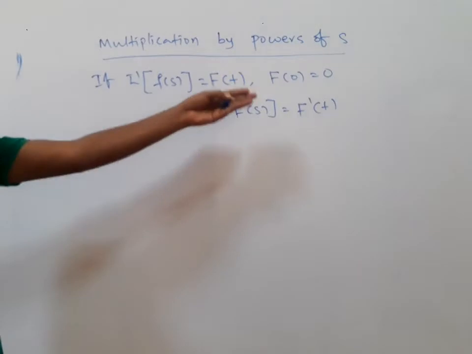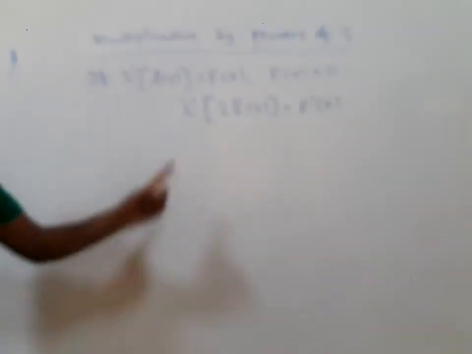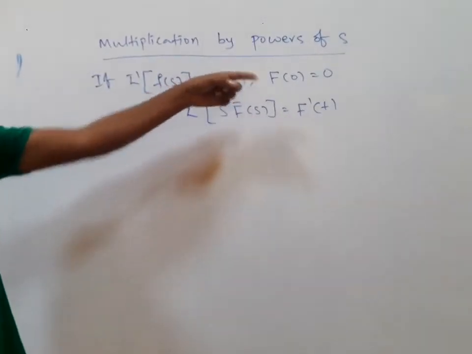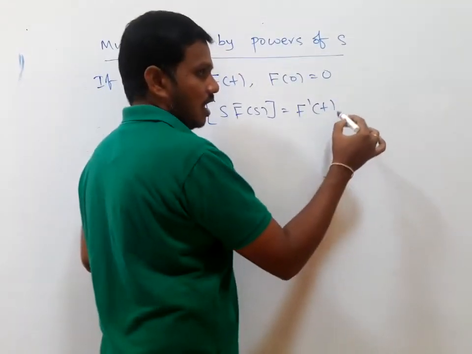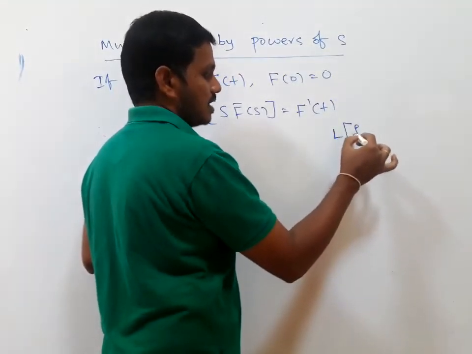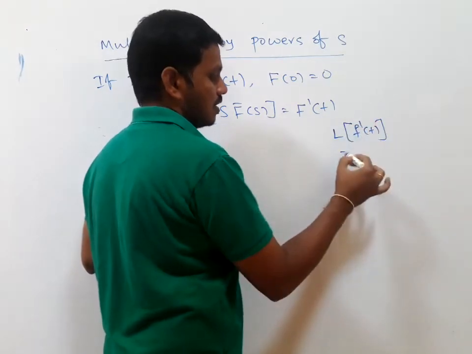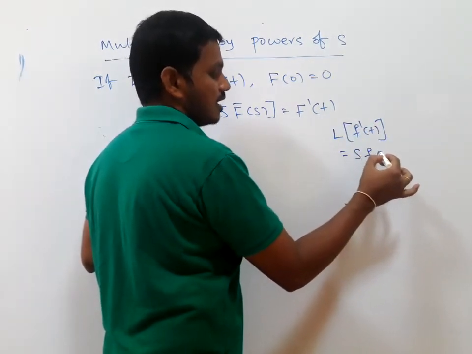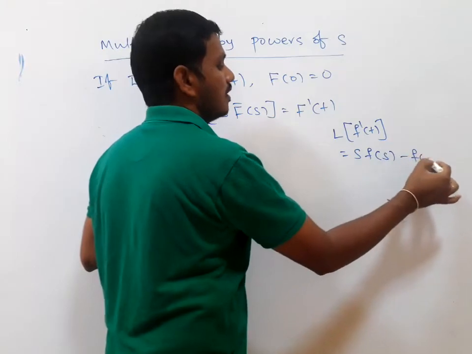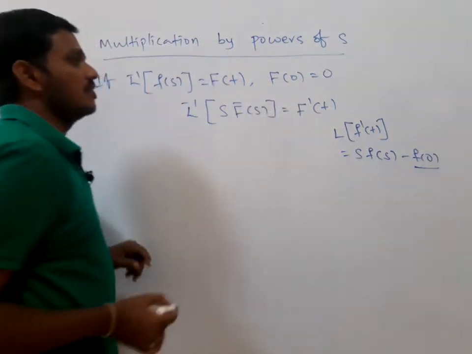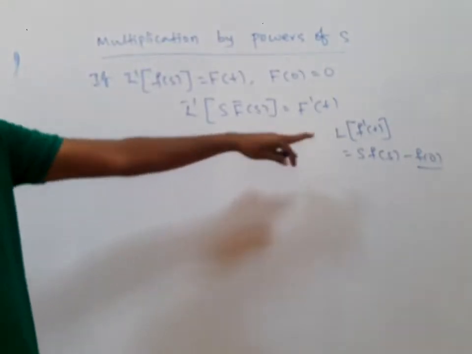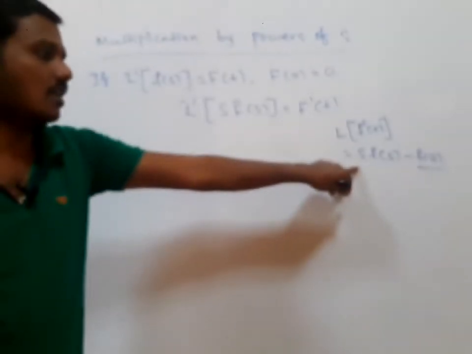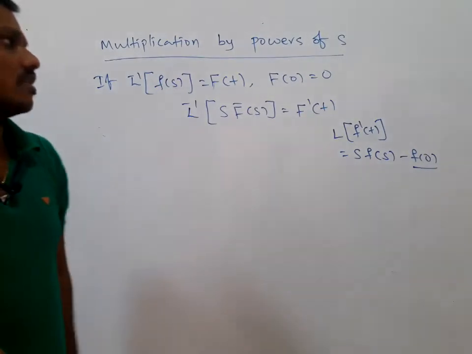That is, Laplace transform of f dash of t is equal to s F bar of s minus f of 0, right? Here I am taking f of 0 is equal to 0, so it is s into F bar of s. So we take out this L to the right side: L inverse of s F bar of s is equal to f dash of t.